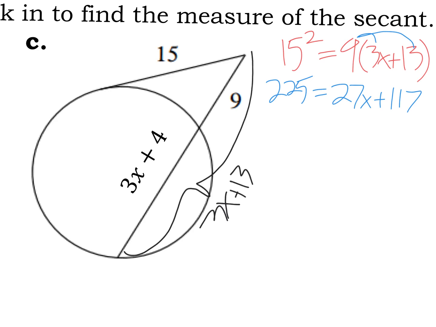In part C, I have another similar example. My tangent segment is 15, so it's going to say 15 squared equals my secant segment, the total length of it, which would be 3x plus 4 plus 9. So 4 plus 9 is 13, so I have 3x plus 13 here. And so I'm going to do 3x plus 13 times 9. And so you have to distribute. What's 9 times 3x and what's 9 times 13? 9 times 3x is 27x. 9 times 13 is 117. And 15 squared is 225.